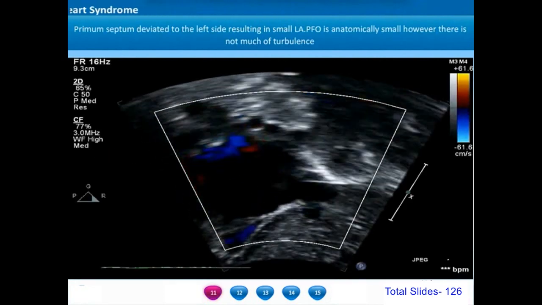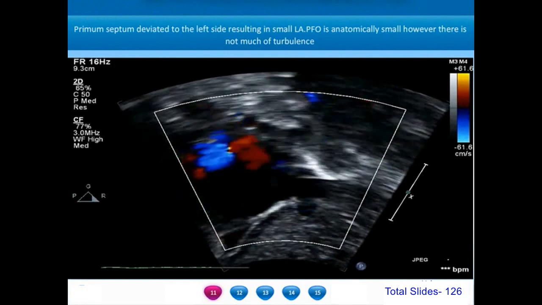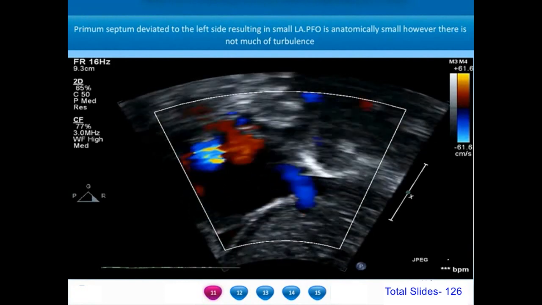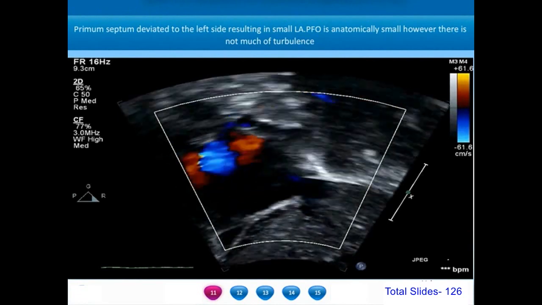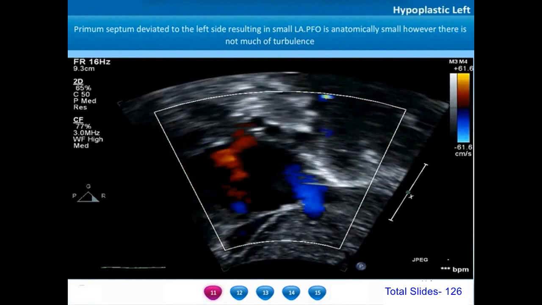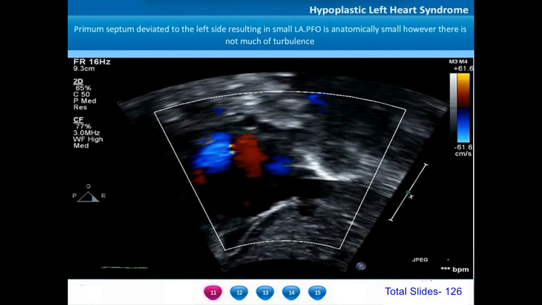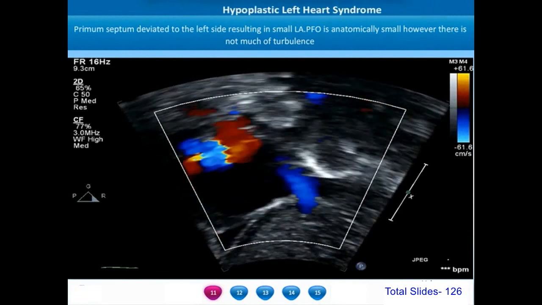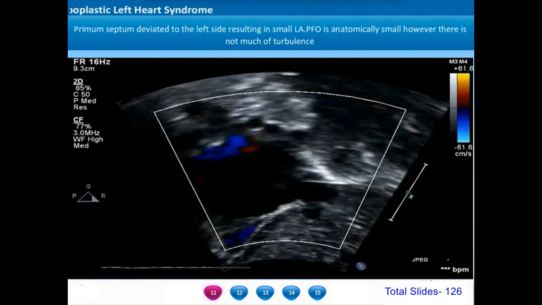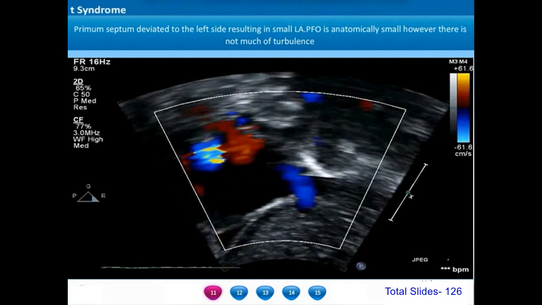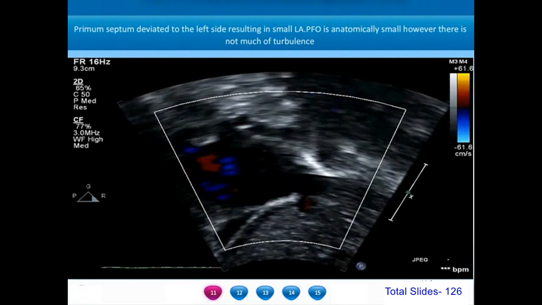In the subxiphoid short axis view, we notice that the primum septum is deviated to the left posteriorly towards the posterior left atrium. The foramen ovale is anatomically very small. However, there is not much turbulence. We can see a laminar flow from the left atrium into the right atrium shown as the red color.